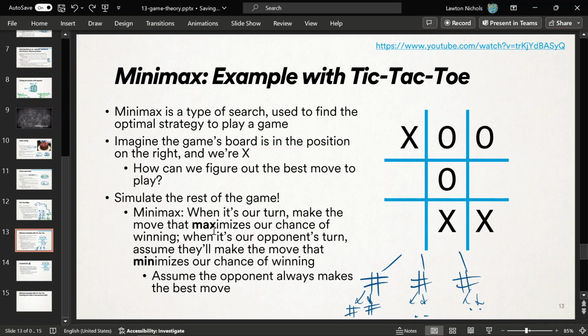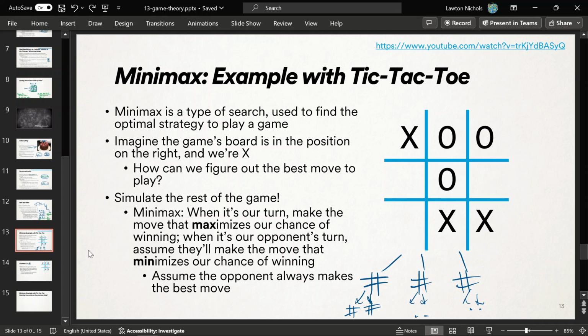When it's their turn, we have to assume that they're experts at tic-tac-toe, and they're going to make the move that minimizes our chance of winning. So that's the trade-off. When it's our turn, we try to maximize our chances. When we have to simulate the other person's turn, we're going to assume that they're going to take the best move for them that minimizes our chance.